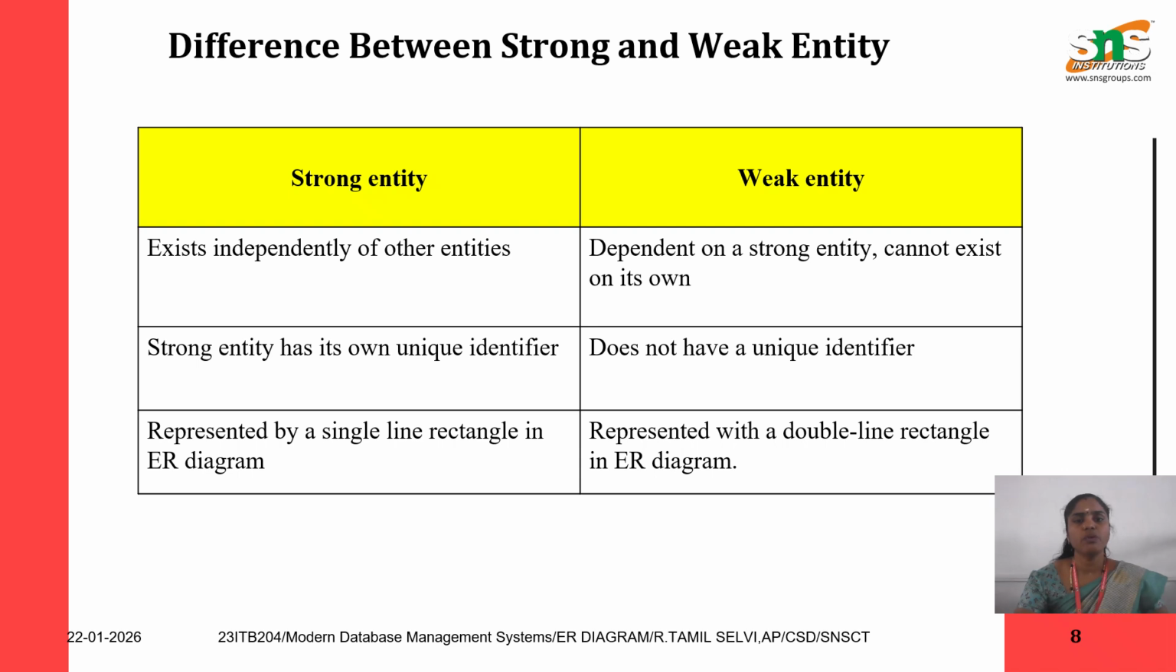Next one, difference between strong and weak entity. Strong entity is mainly independent of other entities, and it has a unique identifier and is represented using a single line rectangle. Whereas weak entity depends on another entity, that is strong entity, and does not have a unique identifier. Weak entity is represented with double line rectangle in ER diagram.